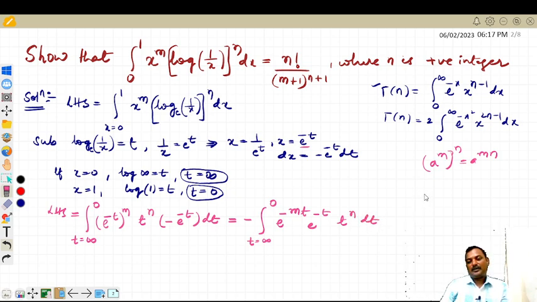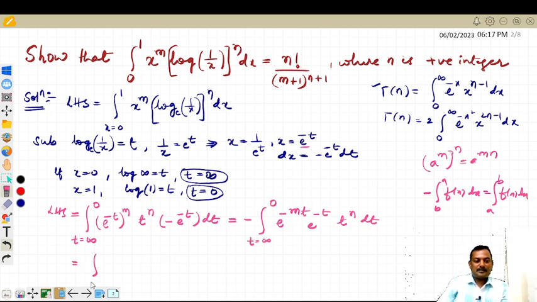Student, we also have an integral property that minus times the integral from b to a of f of x dx can be written as the integral from a to b of f of x dx. So here the minus can be absorbed by writing the limits in reverse order, that is, t runs from 0 to infinity.